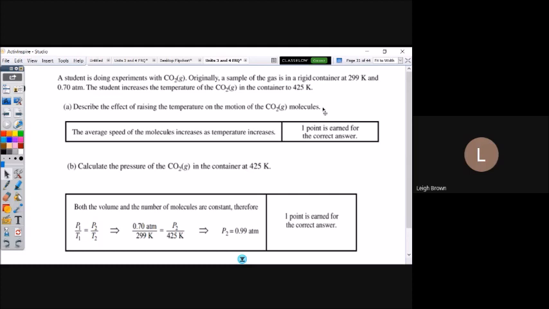Okay, temperature is a measure of average kinetic energy, so you should think, okay, if it's a higher temperature, the particles have more energy, they're moving faster. So as long as you have something about more speed, higher speed, moving faster, yes, I actually would mention energy there too. I did want you to see part B.